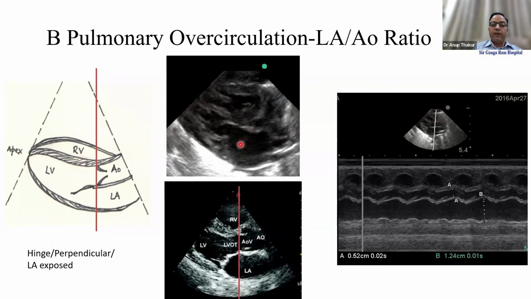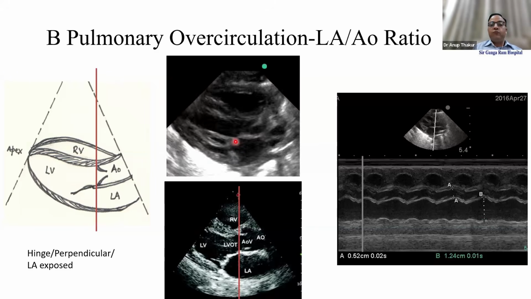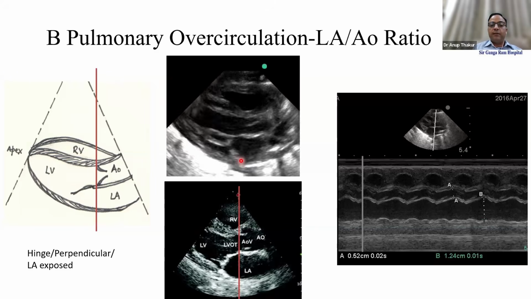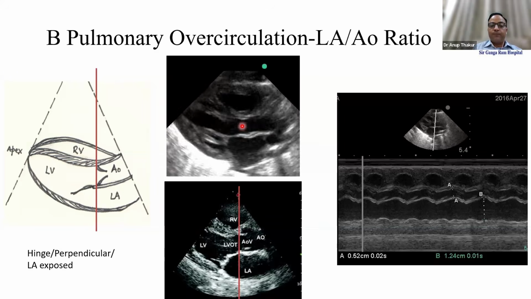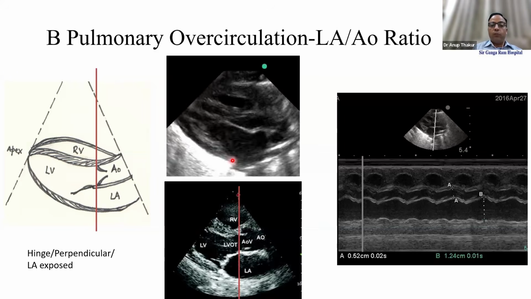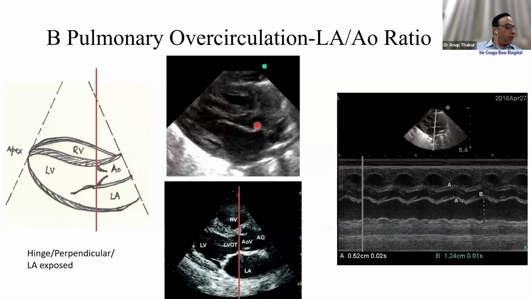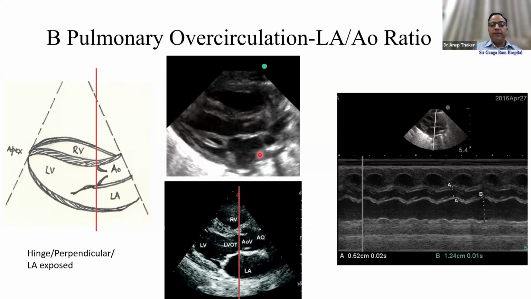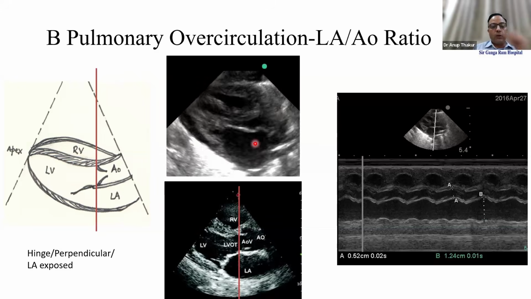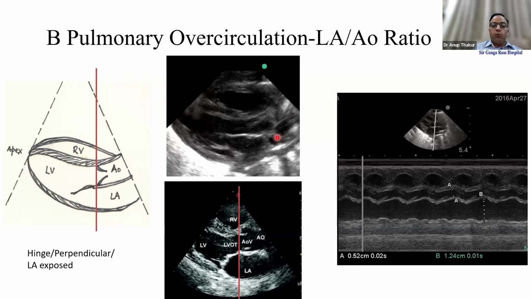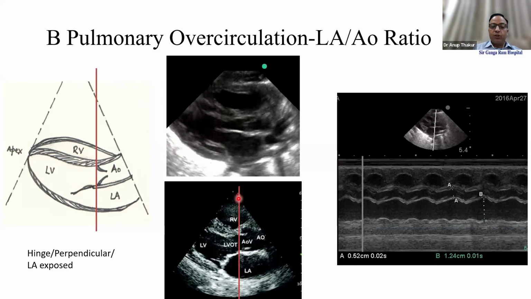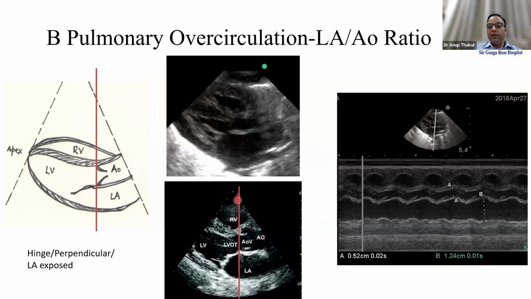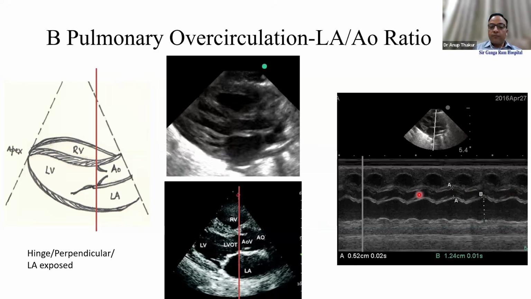So M mode at the hinge, perpendicular, LA should be exposed. You see here again, this is the video. Look at this LA. Visually also I know that the LA is large. Look at the aorta. The LA seems to me almost twice or more than that of the aorta. So this is a large left atrium, and here I assume the LA aortic ratio will be close to 2 or more. Once you drop an M mode at the hinge of the aortic valve with the LA exposed, you'll get a trace like this.